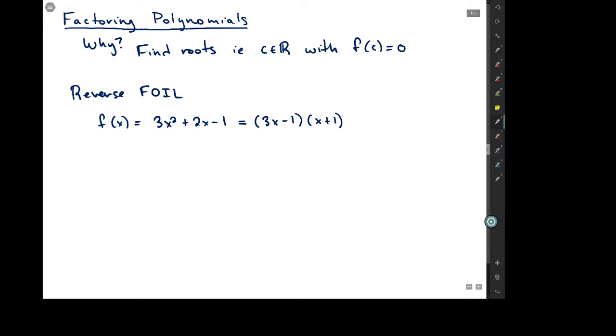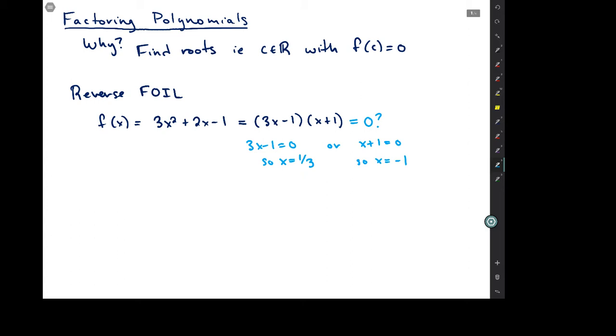This is simply recognizing that when I take the first terms and multiply them, I get 3x squared. When I take the outside and inside terms and multiply them and add them, I get 2x. And when I take the last terms and multiply them, I get negative 1. Now, if I ask where this is equal to 0, to find roots, I see that 3x minus 1 has to be 0, so x has to be 1/3, or x plus 1 has to be 0, so x has to be minus 1.